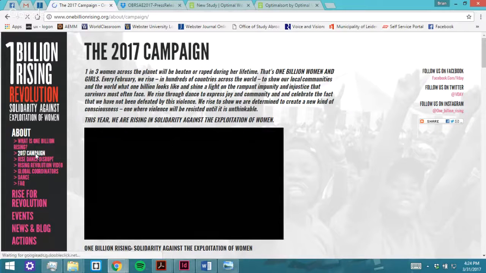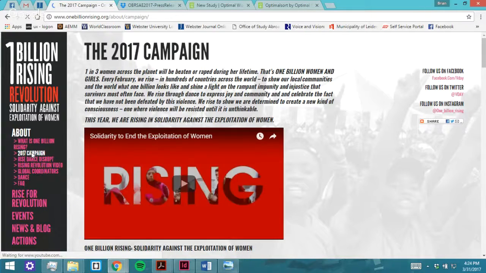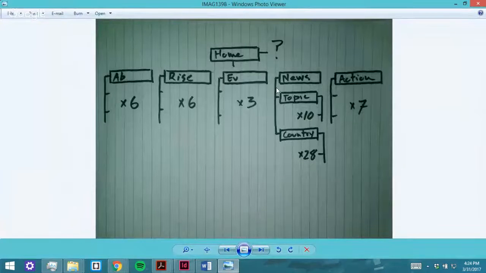It's taking me over here to the campaign. You see how it highlighted? Yes, exactly. That's already going to be in your flowchart. So you probably want to indicate that you can also get there via your homepage as well.